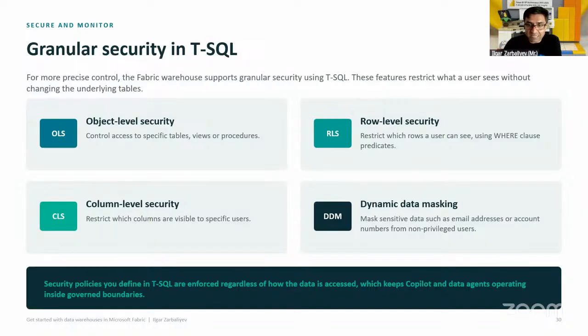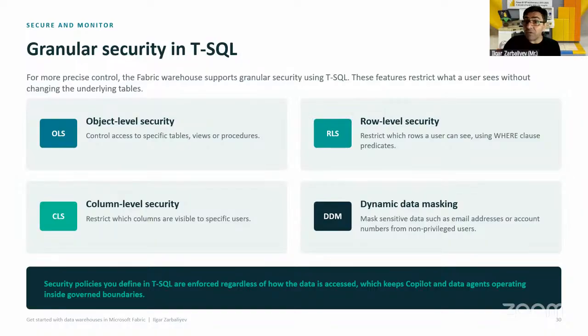Dynamic data masking masks sensitive data, such as email addresses or account numbers, from non-privileged users. The data is still there, but a non-privileged user sees a masked value. Useful for support teams who need to confirm the last four digits without seeing the whole number. Now the sentence at the bottom is the one I want you to remember. And it's the reason all of this belongs to the database rather than in the report.